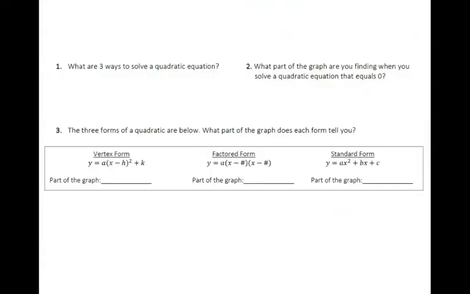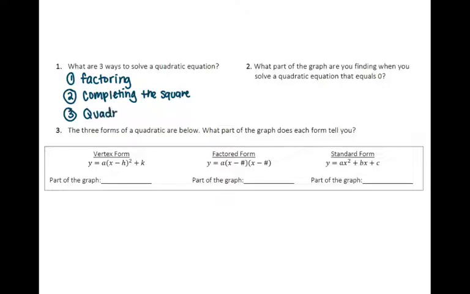So the first question asks us, what are the three ways to solve a quadratic equation? Well, method number one is to factor it. So you can solve by factoring. Method number two is to solve by completing the square. And method number three is to use the good old quadratic formula.